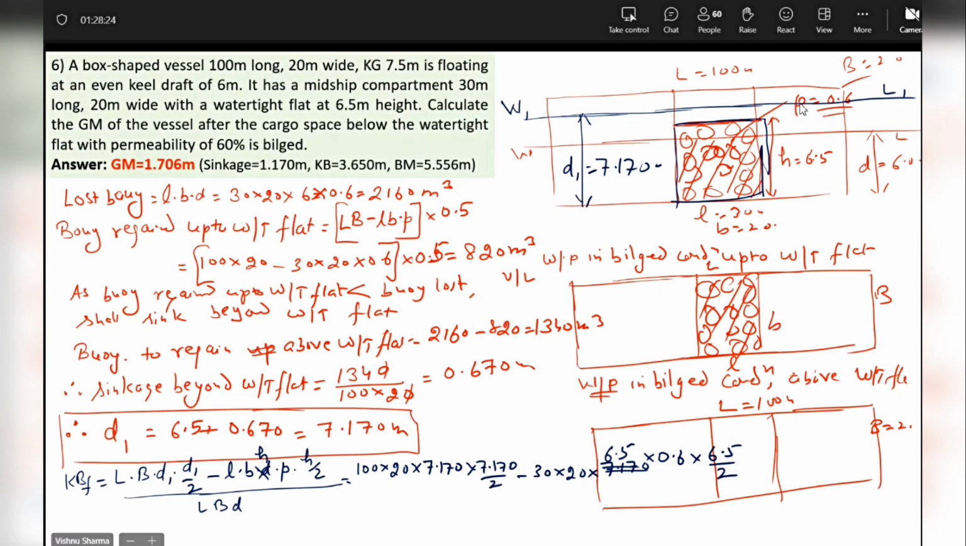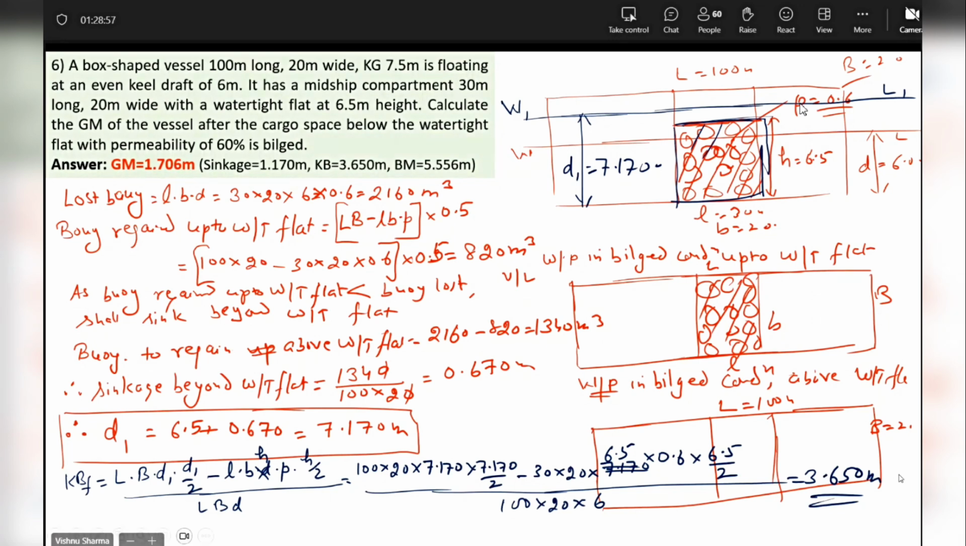Am I right, guys? Am I right? This is the underwater volume. The blue box volume is how much? LBH into P. Yes or no, beta? Correct? Am I right, guys? Please correct me if I'm wrong. Divided by volume of displacement, 100 into 20 into 6. And this should give you a KB of 3.650 meters.